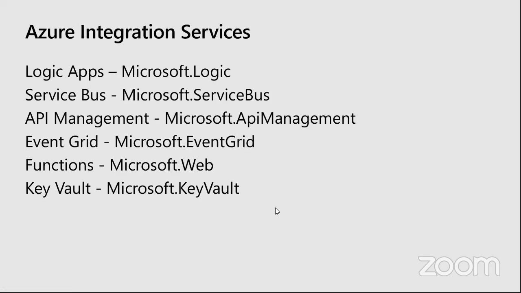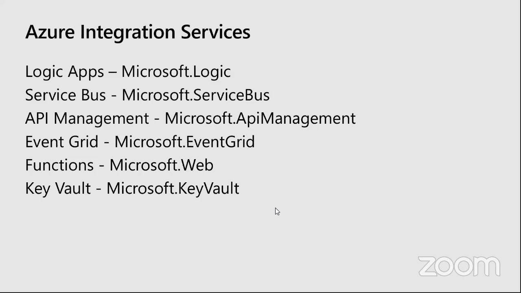So with integration services, like I spoke about in the keynote, the logic apps, service bus, API management, event grid, functions, and Key Vault make up for me what the integration services are. They're the pieces that we have to use when we want to integrate. One of the issues we find with customers is that a customer wants to buy a single product, but the way integration services are, it's basically using the different pieces of Azure.